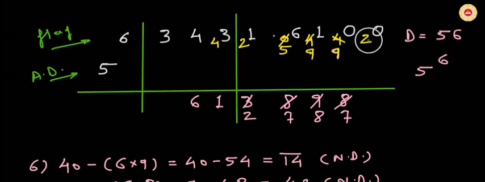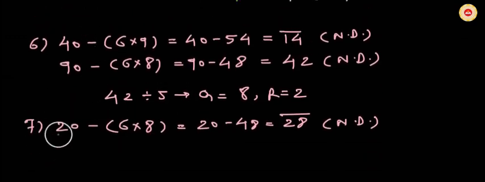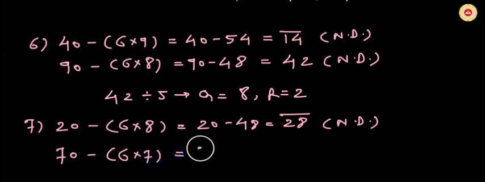So 2 plus 5, 7. Cancel this 2 and write 7 here. Now new gross dividend is 70. Now let us repeat same step. Instead of 20, let us write 70, and instead of 6 multiplied by 8, let us write 6 multiplied by 7, which gives us 70 minus 6 sevens are 42, which gives us 70 minus 40, 30 minus 2, 28.